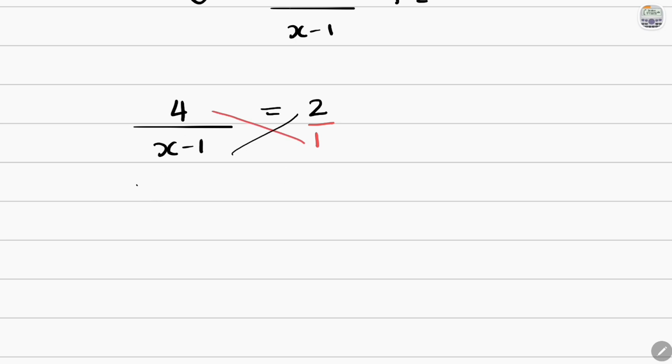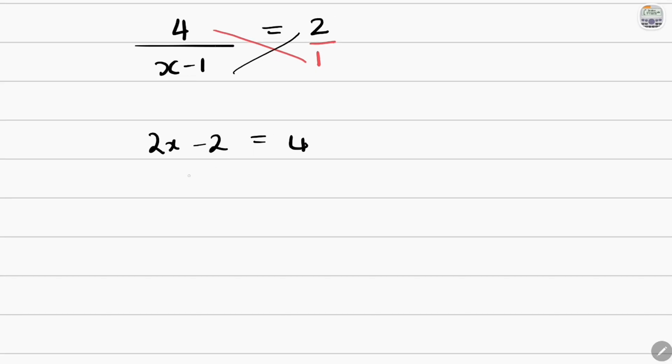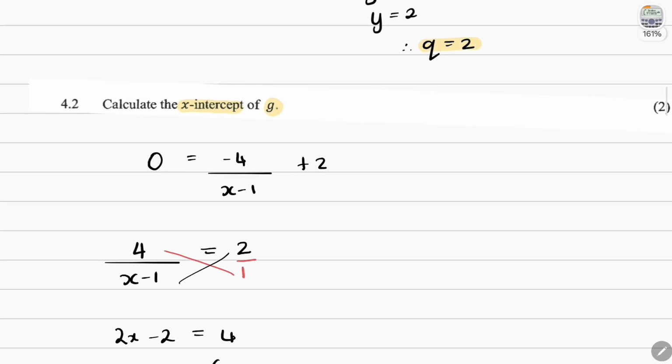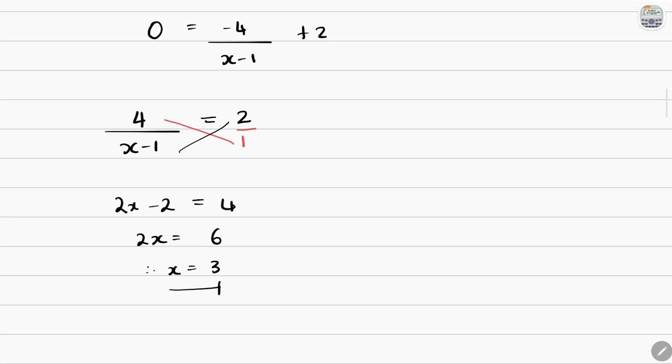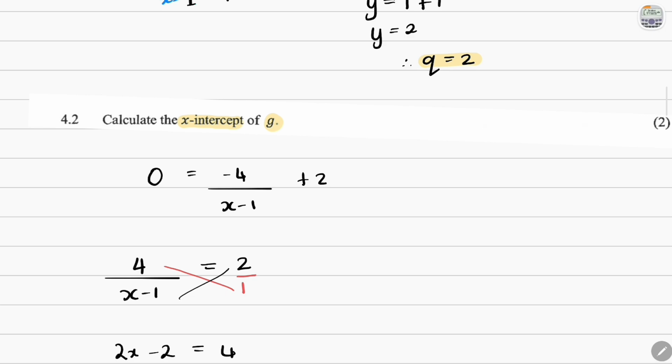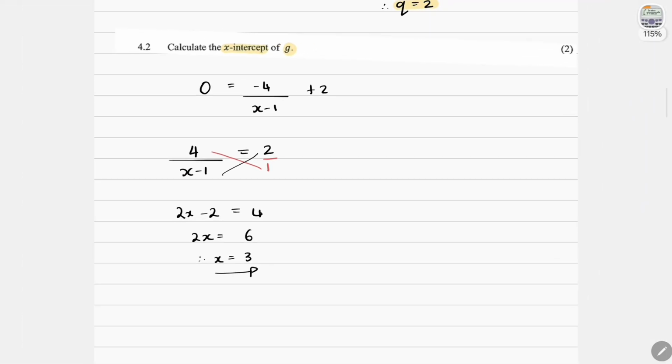So this is 2 multiplied by x, which is 2x, and 2 multiplied by negative 1, which is negative 2, is equal to 4. And we can transpose the negative 2. So 2x equals 4 plus 2, which is 6, and divide both sides by 2, and x is equal to 3. And that is the x-intercept. X equals 3. You can leave it like this because they didn't really say calculate the coordinates of the x-intercept. So that is our answer.